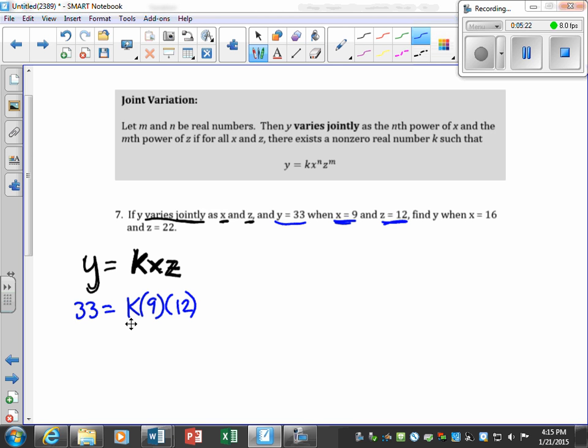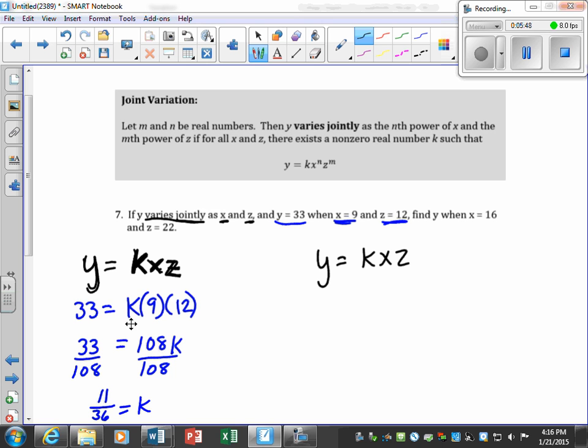Multiply 9 and 12 and you get 108. Keep the k up there. And then to get k by itself, divide both sides by 108. Divide a 3 out of both of those and it reduces to 11 over 36. Alright, once we find our k, we always write our original equation down and plug in k. So k was 11 over 36.